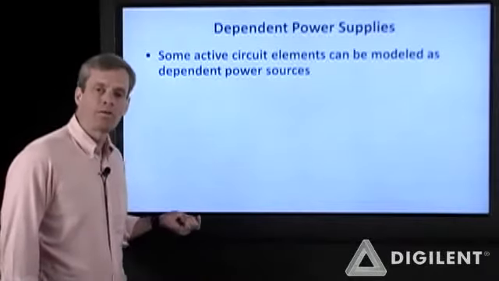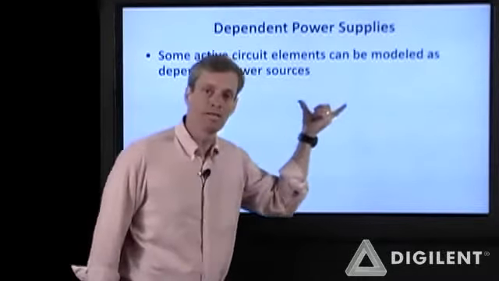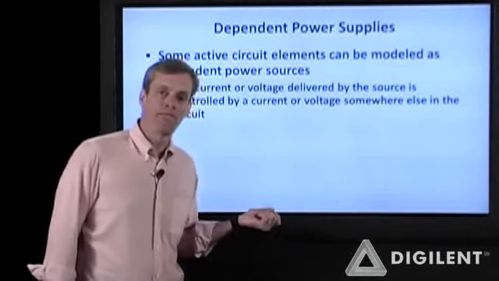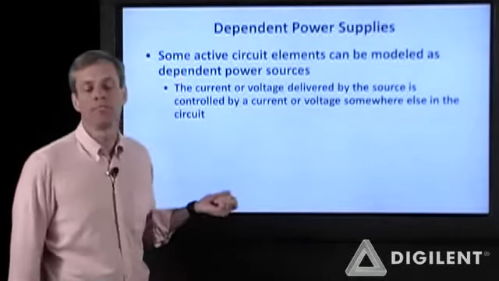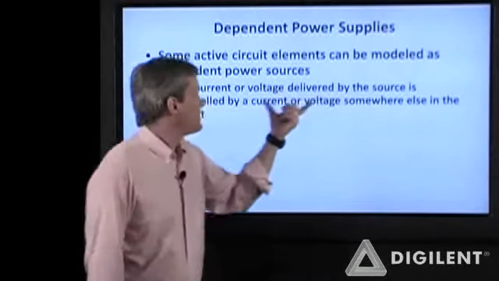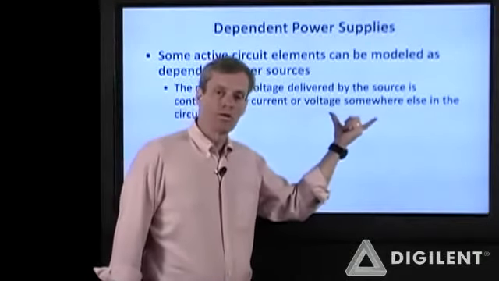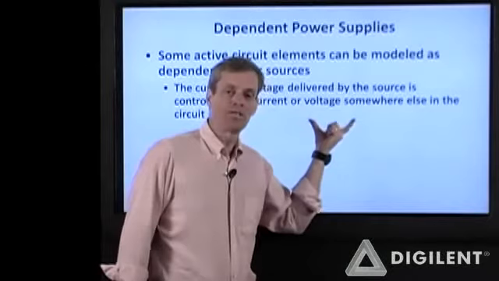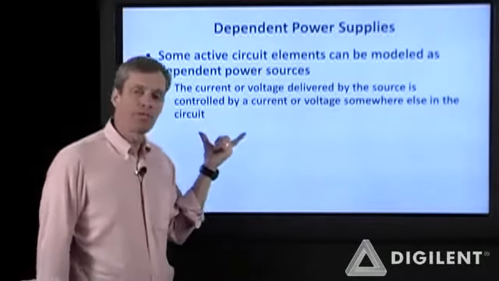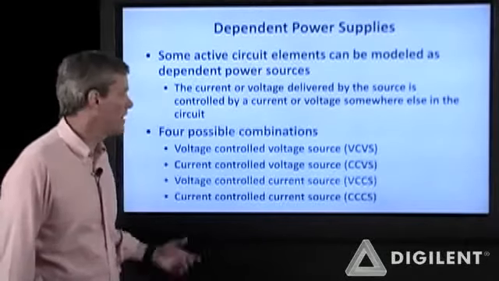Another category of power supplies that we deal with fairly often are dependent power supplies. This simply means that the power delivered by the power supply is dependent upon something else that's going on in the circuit. Our power supplies can deliver either current or voltage. We can use a current or a voltage elsewhere in the circuit to control the power that is delivered by the supply. That gives us 4 possible combinations for types of dependent power supplies.